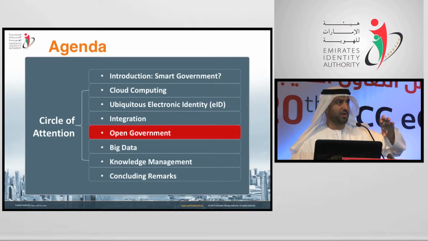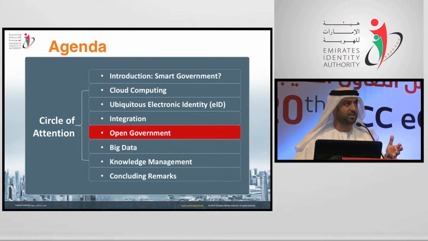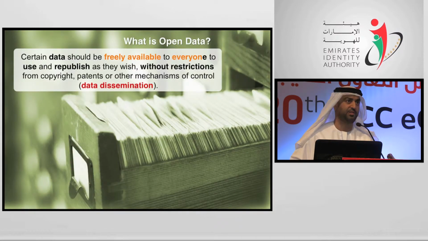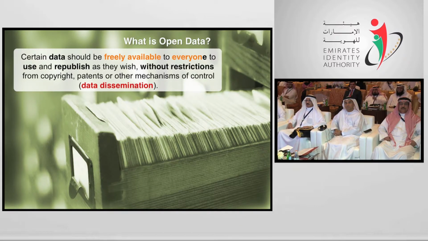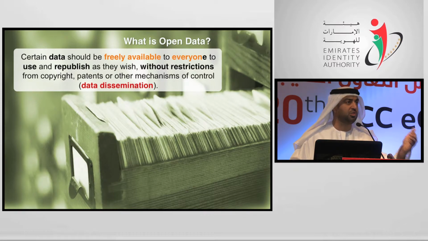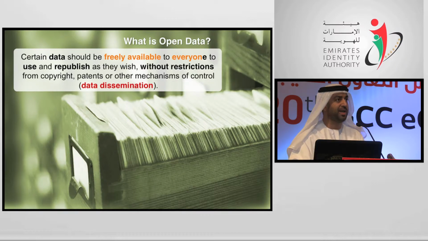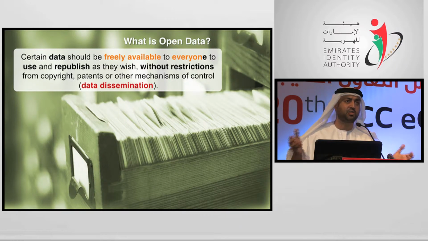Talking about the technological trends, we covered the first three elements of the circle of attention. Let me quickly talk about three other elements of the circle of attention where government organizations and countries need to pay more attention. One is related to open data and open government. Open data basically refers to the fact that certain data need to be freely available to everyone to use and reuse without any restrictions from copyright, patents, or other mechanisms of control. Basically, open data is about dissemination of data.